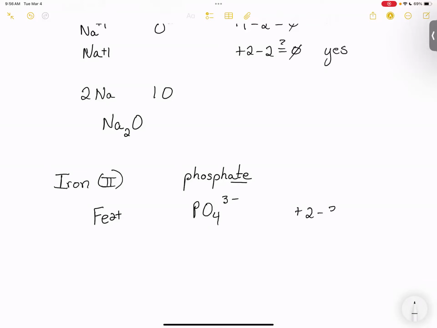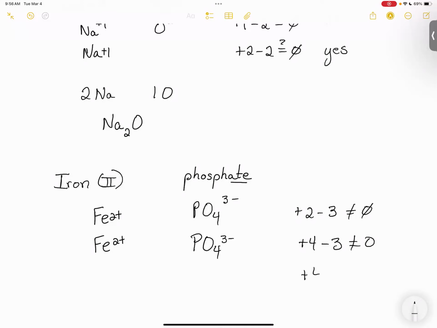+2 -3, that does not equal 0. So it is not in a 1-to-1 ratio. Right now, the positive is in the lower quantity, so we're going to add another one. When we do so, we now have +4 -3. That does not equal 0. So it is not in a 2-to-1 ratio. We then add another phosphate because the negative is in the lowest quantity at that point.